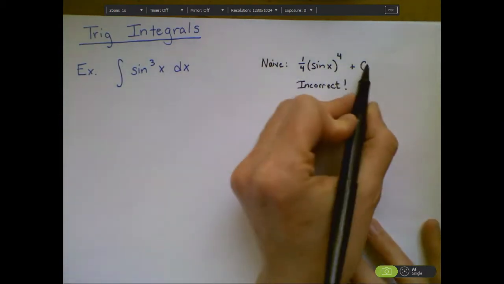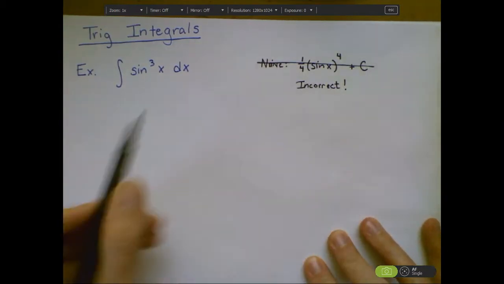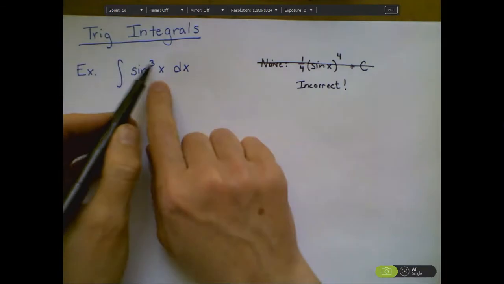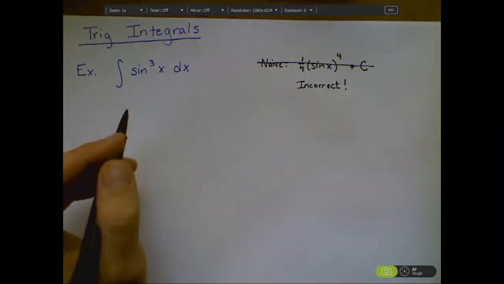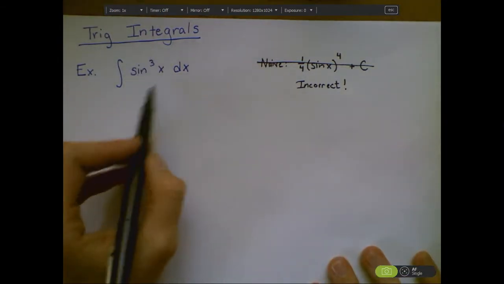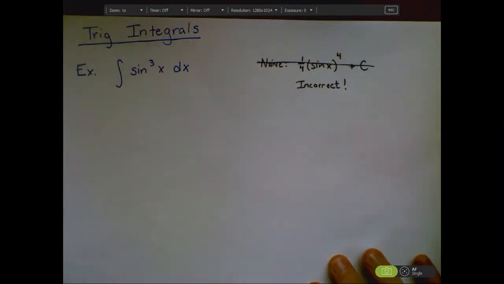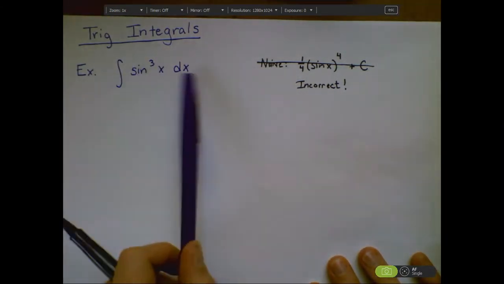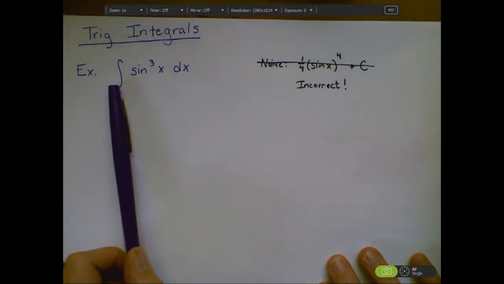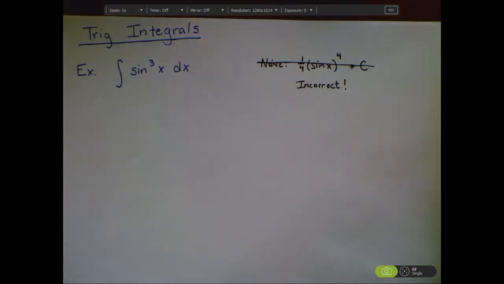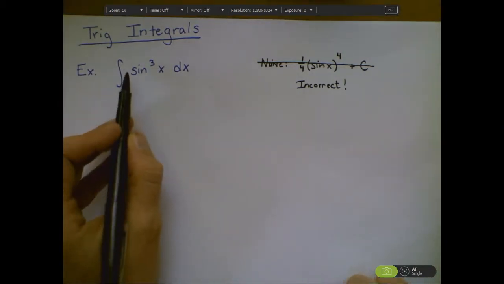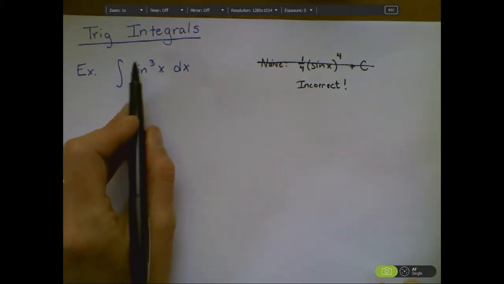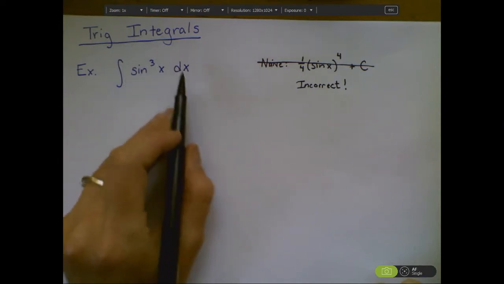So maybe I'll put a line through that. We know that you can't just use power rule when you have a function on the inside. Wouldn't it be nice if we had a u substitution, if there was maybe some cosine lurking in here so that we were able to do this? Because as it stands, we aren't able to use any of the rules that we've done so far. So what can we do to this to be able to get that cosine for a u substitution?